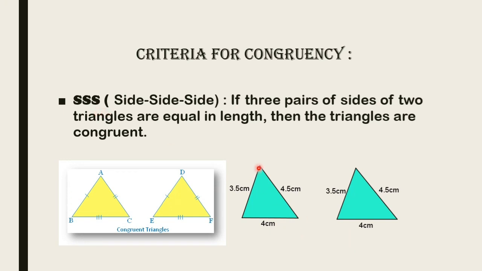You can see in the example here that two triangles are given with sides. The base is 4 cm in one triangle, and again 4 cm in the other. One of the sides is 3.5 in both the triangles and the other side is 4.5 in both the triangles. That's why, by the SSS test, we can say these two given triangles are congruent.